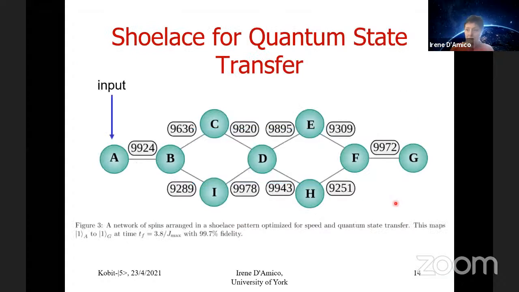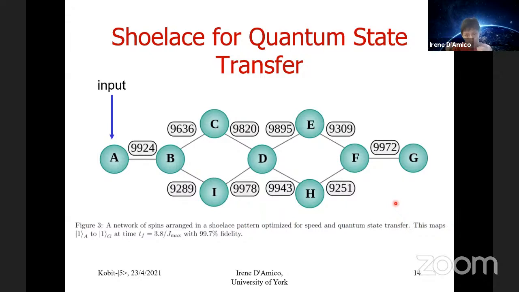So the idea is that A and G in this case are sites which are, as I said, input and output. So you inject in A and you collect your result in G. The way you inject or collect will depend on your physical implementation. For example, you could use Rabi flopping, you could use a swap gate, you could use various things.